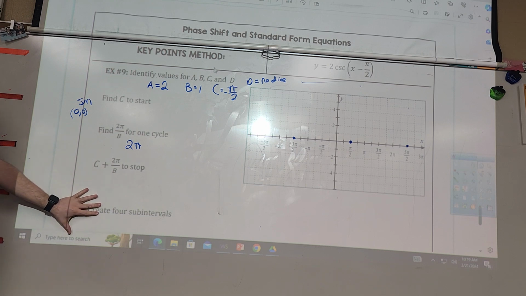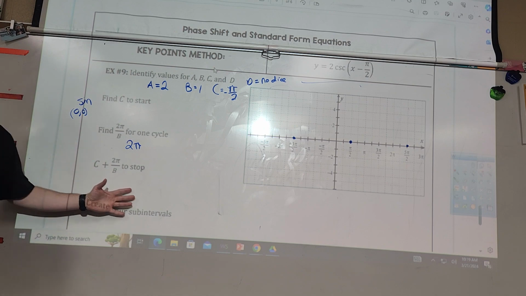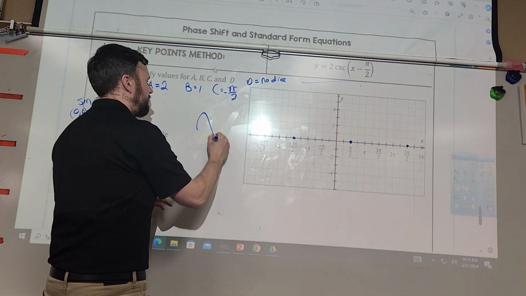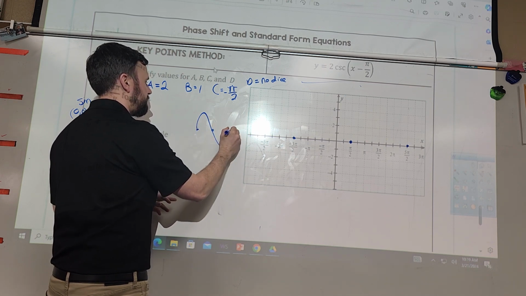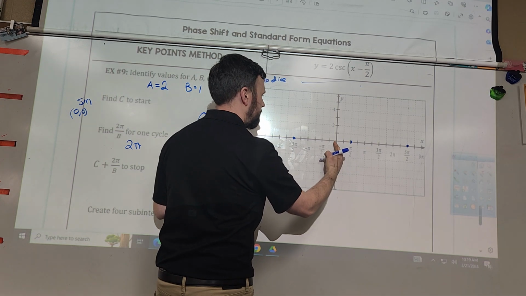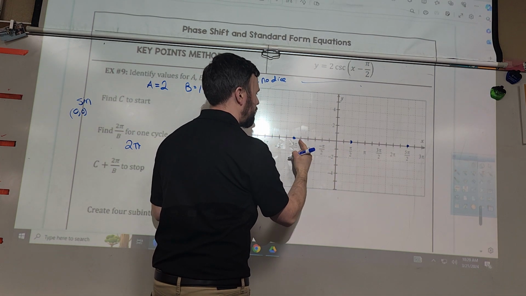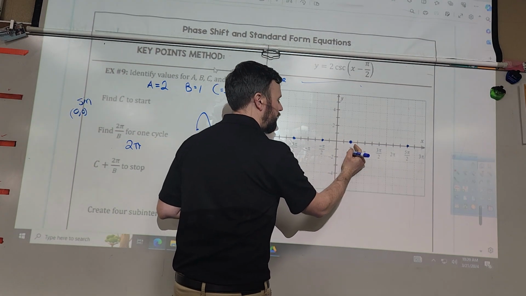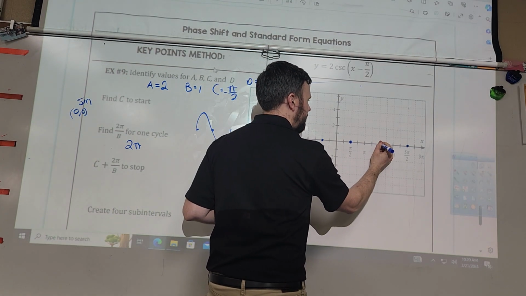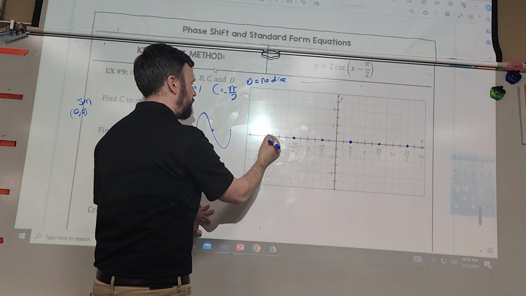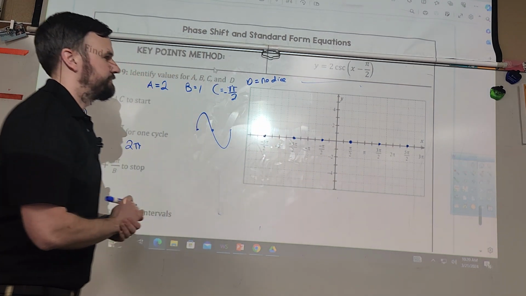Now we make our 4 subintervals, which, what did I say? We cut in half and then cut in half again. So we've been doing this. So I cut this in half. Now for sine, what's in the middle? Another intersection. So I cut this in half. So 1, 2, 3, 4. I put a dot. 1, 2, 3, 4. Dot. 1, 2, 3, 4. Dot.